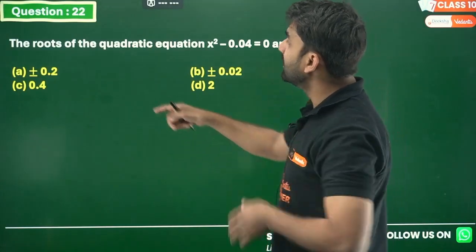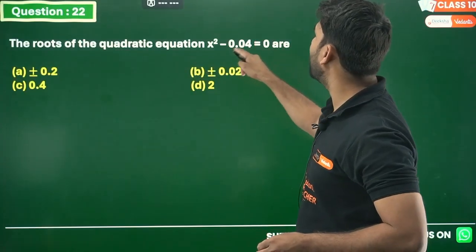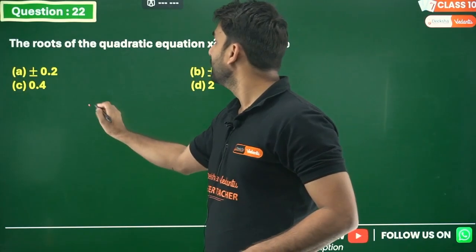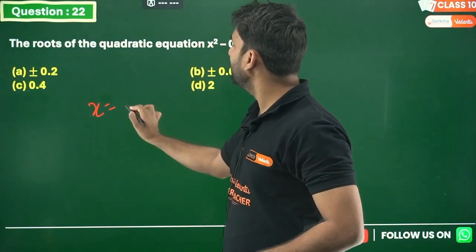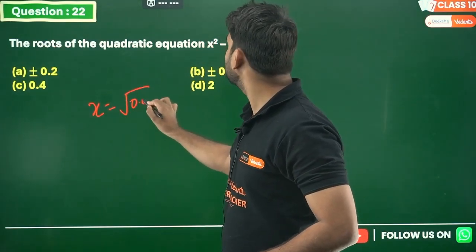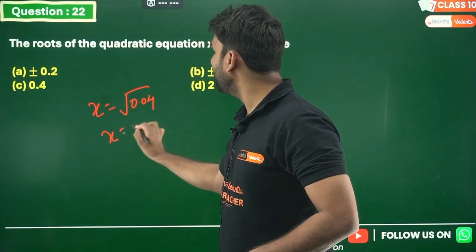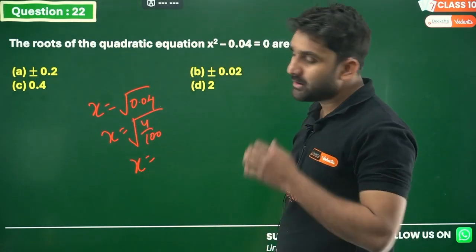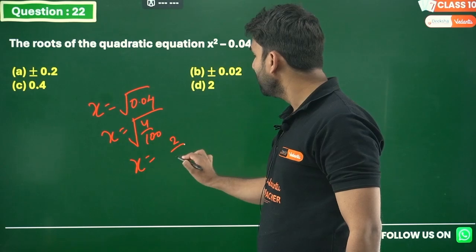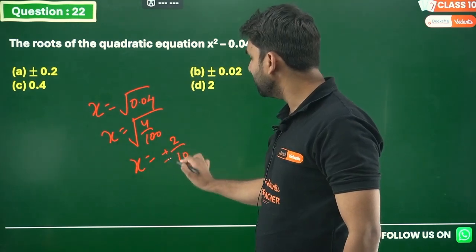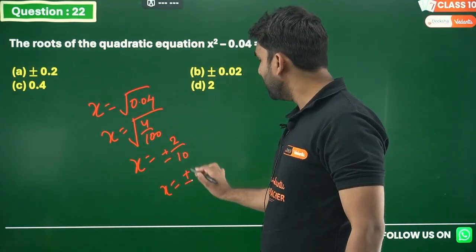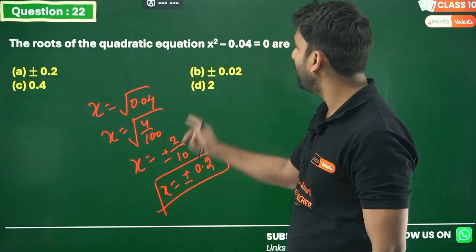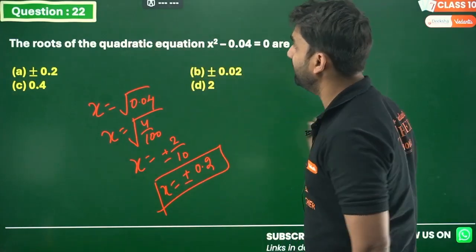Question number 22, the roots of the quadratic equation x square minus 0.04 equals 0. So we have to find the roots, my dear. So x will become what? Minus will go to that side, and after removing the square sign, root will be there. So can we write this as 4 by 100? And we all know under root 4 by 100 we can write as 2 by 10, with plus minus sign. So x will be equal to plus minus 0.2. This is the answer, plus minus 0.2. Option number A will be correct.